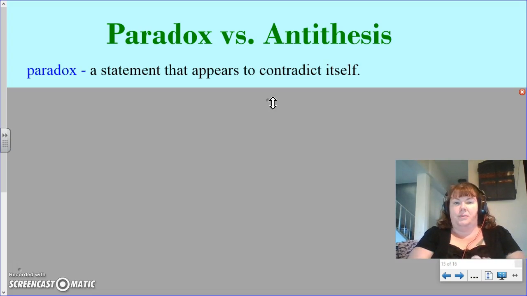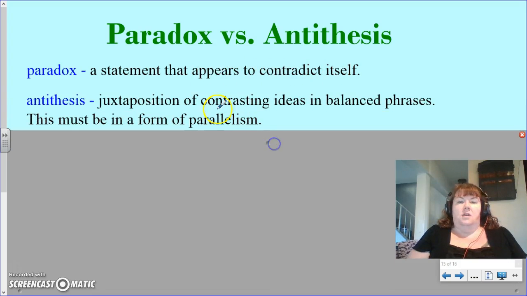I'm going to show you some samples, so don't worry about that, but it contradicts. Noticing here, it doesn't say anything about structure. Antithesis: juxtaposition of contrasting ideas. So again, a contradiction in balanced phrases. That balanced is this idea of parallelism, so it follows a set structure. These are both juxtapositions, but the difference between them is that paradox doesn't have a structure, antithesis does.